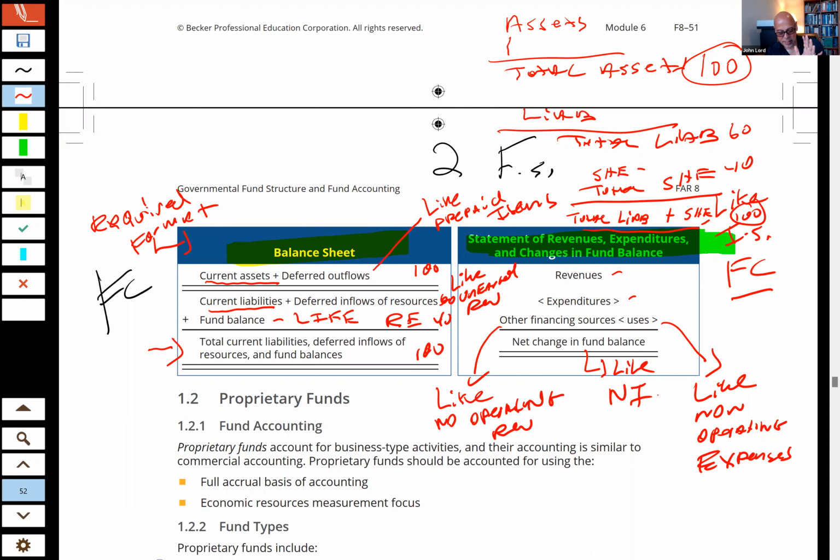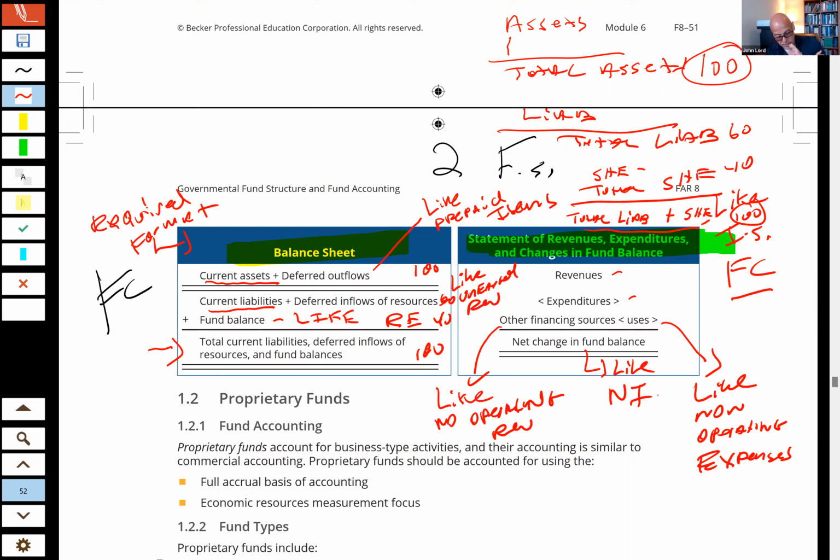Roy, would non-operating expenses increase or decrease net income? Decrease it. Good. So since my other financing uses are like non-operating expenses, what do they do to fund balance? Decrease it. Good, good.